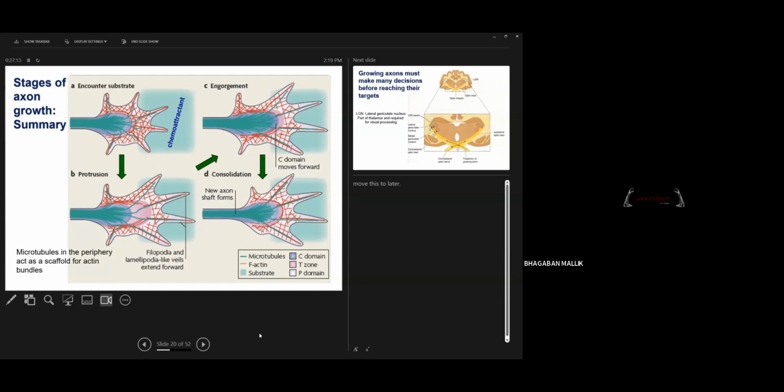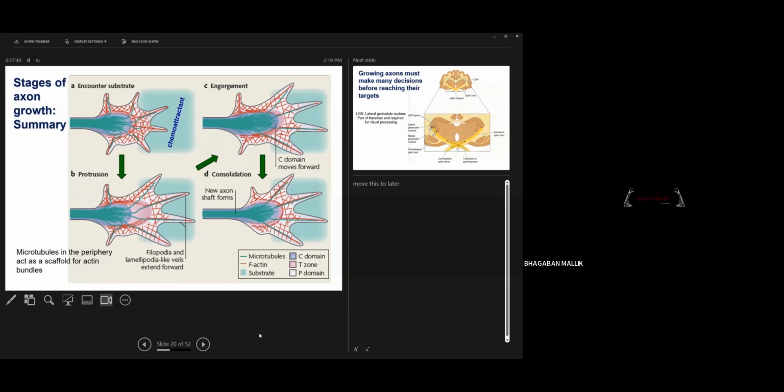Now after forming the bundle with actin, you can see how the microtubule was wider here, but it becomes narrower here. And the C domain, the central domain where the microtubule is present here, it extends, it moves forward, so that the microtubule can enter into the actin bundle. And after formation of the actin bundle, then you have efficient generation of filopodia.